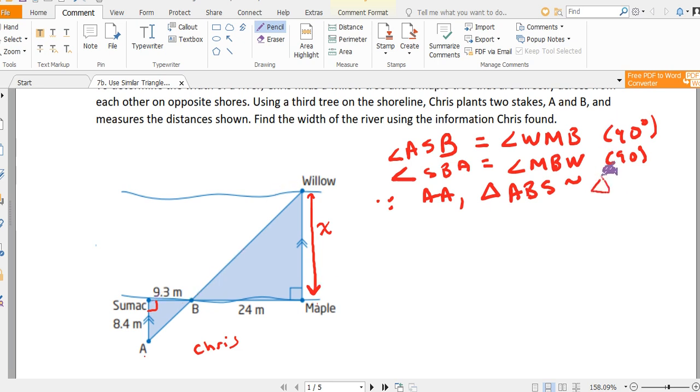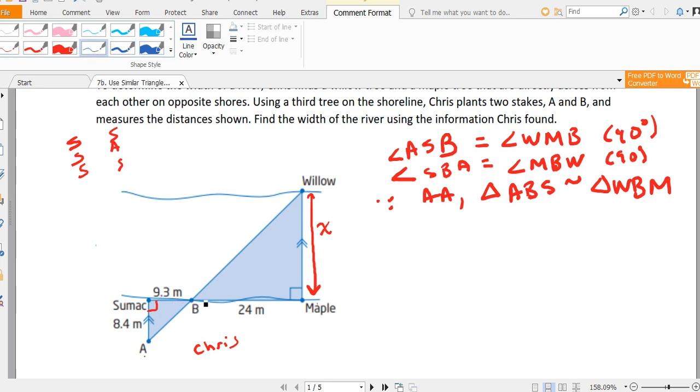triangle WBM. Okay, so because they're similar, I know that the ratio of the sides will be the same. Because it satisfies AA, it's also going to satisfy SSS and also SAS. Now since we're trying to find a side, it probably makes sense to look at the ratio of the sides. Which means if I were to overlap this triangle over here, so let's use a different color so it doesn't get confusing.